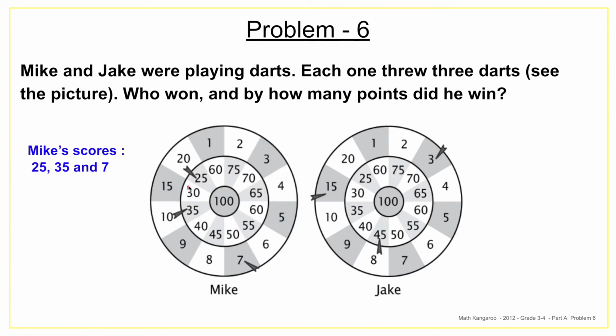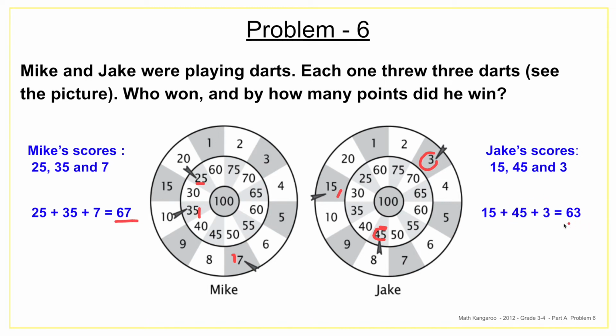So for Mike, we have 25, 35, and 7. For Jake, we have 15, 45, and 3. So what's the total score for both the players? 25 plus 35 plus 7 gives us 67. For Jake's, we have 15 plus 45 plus 3 gives us 63.